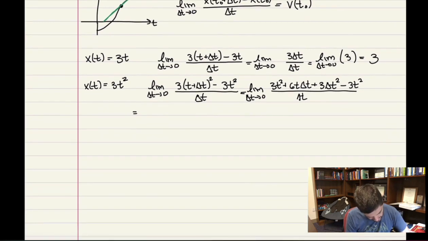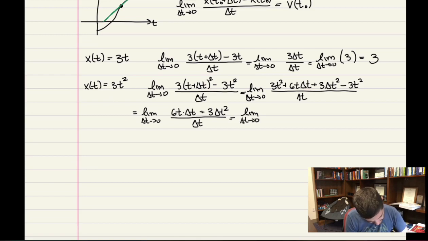That is then equal to the limit. Now just simplifying, the 3t squared, then there's a minus 3t squared. So I see 6t times delta t plus 3 delta t squared, all over delta t. We can simplify this once more, because there's a delta t on the top and the bottom. So this becomes 6t plus 3 delta t.